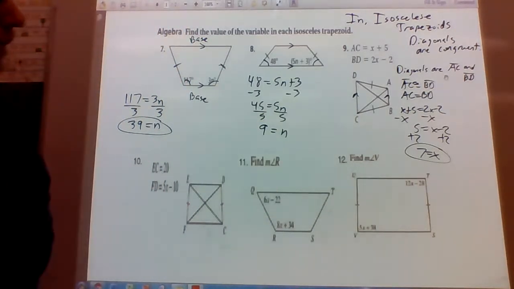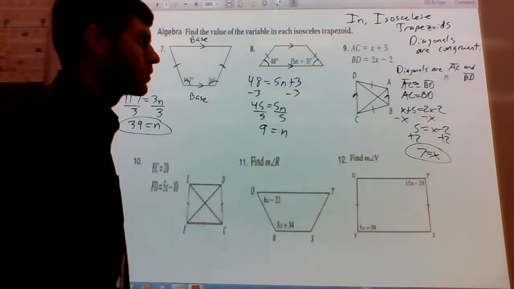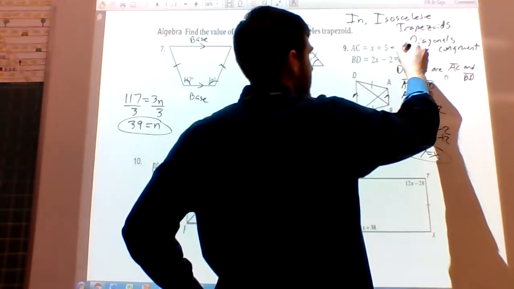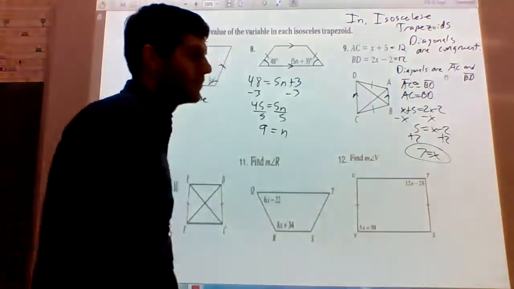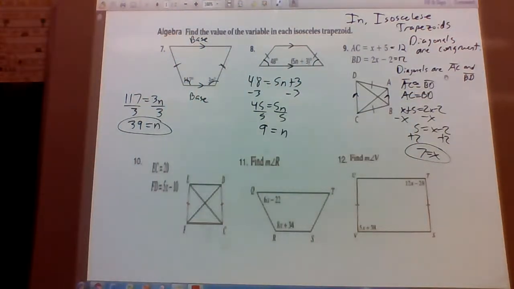7 plus 5 is 12. 7 times 2 is 14 minus 2 is 12. So we're going to get 12 and 12 when we substitute it back in. 7 plus 5 is 12. 2 times 7 minus 2 is 12.